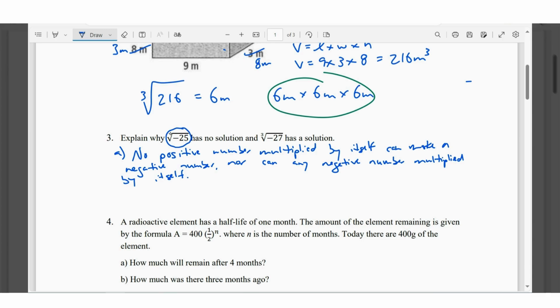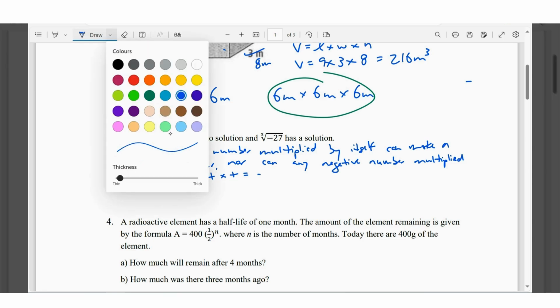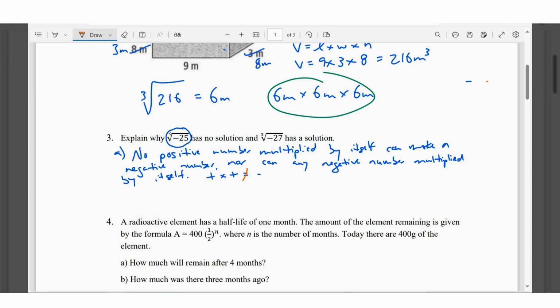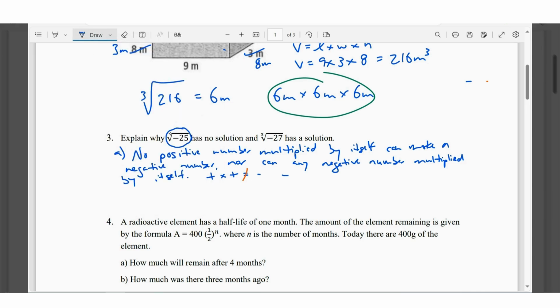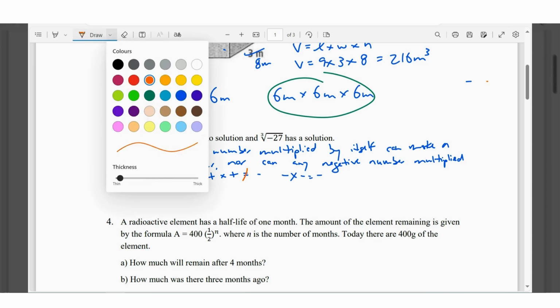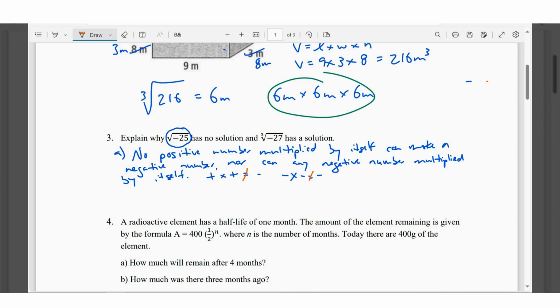So you can't do a positive times a positive and equal a negative. It just doesn't work. And you also can't do a negative times a negative and equal a negative. That also doesn't work. So we can't have any number multiplied by itself to equal negative 25.